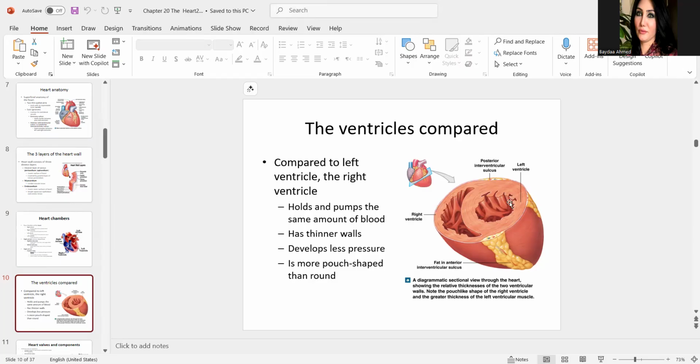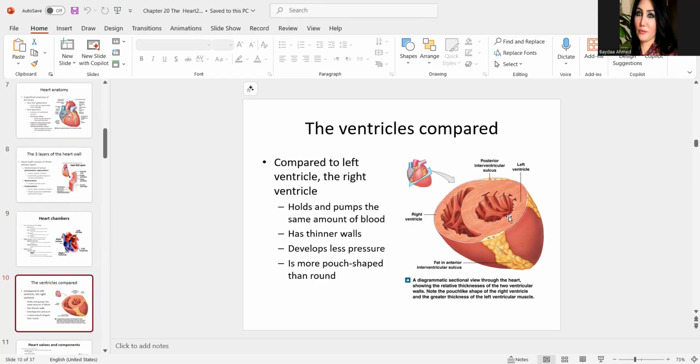The left ventricle, which pushes blood to the systemic circulation, pumps blood to the entire body. The systemic arteries and tissues have much higher resistance than the lungs. So the left ventricle needs to generate a much higher pressure to push blood throughout the body. This is why the left ventricular wall is thicker and more muscular.